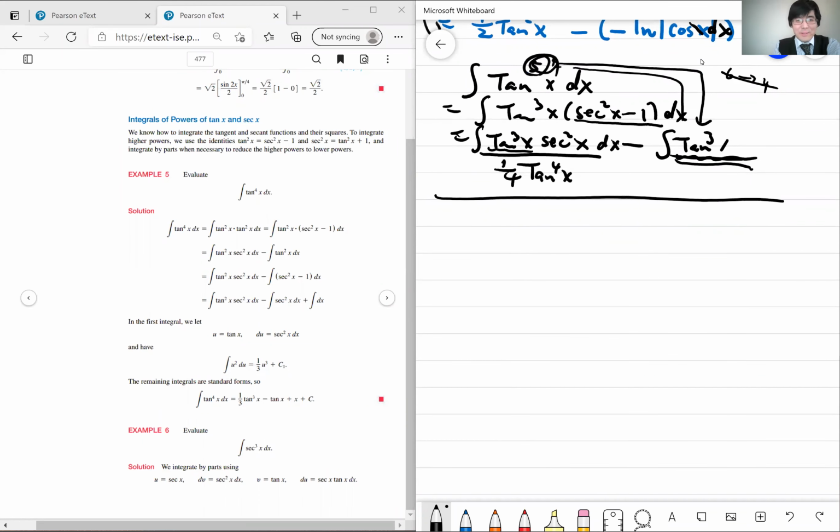Next one is a very difficult one. How about secant? What is the integral of secant, first of all?